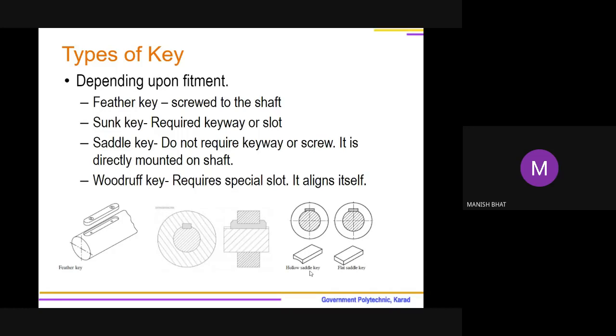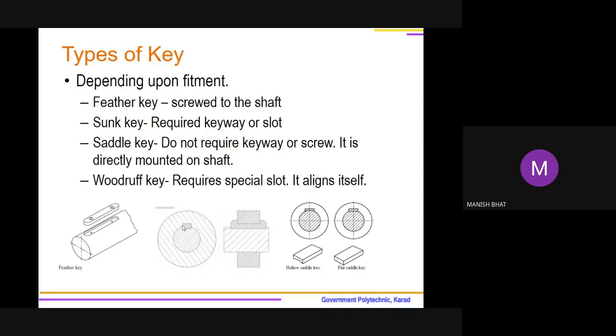Another key which is a famous one is known as the sunk type of key, sunk key. So in this second diagram, a front view and side view, you are observing that some key is fitted. Are you observing some rectangle is seen? So this is the sunk key. A sunk key requires a keyway. It requires a slot similar to the feather key. Correct?